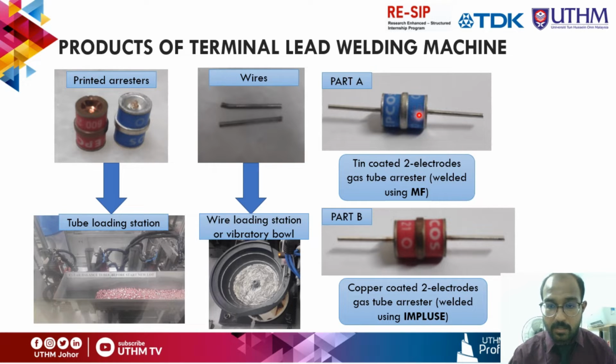The first product is a blue color two electrode gas tube arrestor, which should be welded using medium frequency, and it's actually coated by tin. And the second one is coated by copper, which is the red two electrode gas tube arrestor, which should be welded using the impulse method.